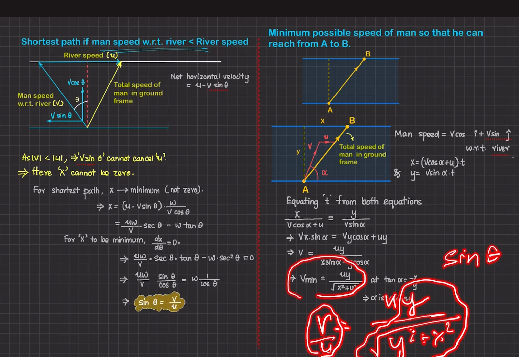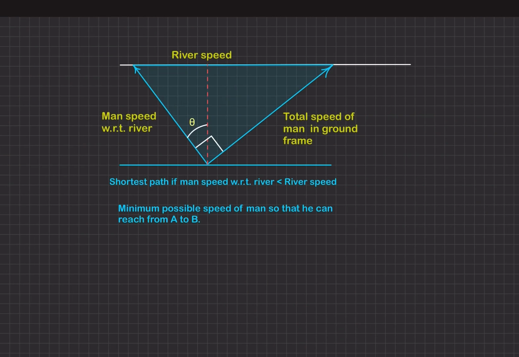See, v by u. So that means in both of the cases, if a man wants to cross the river in a certain possible direction which is not exactly across, let's say he is moving from this point A to this point B, and he has to move at the minimum possible speed, he has many ways to reach B at different speeds, but what should be the minimum possible speed? This is one case. The other case is, what should be the shortest path of the man if his speed is less than the river speed? Man's swimming speed is less than the river speed, then he cannot move exactly across, right? So what will be the actual path taken by the man?